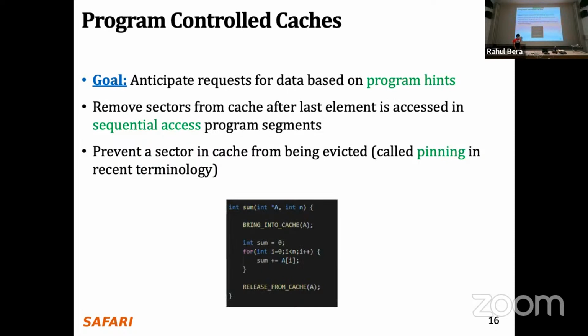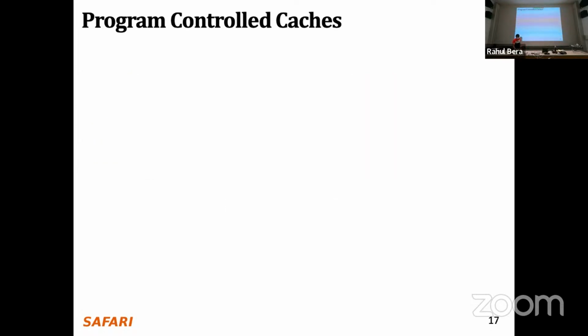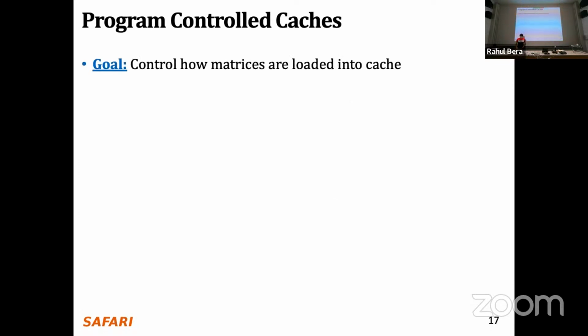For example, we have a very simple program that sums over the array. It hints saying that the program needs this array to be brought into cache because we're now going to operate on this array. And then once it's done operating on the array, it sends an instruction saying that this can now be released from cache. Secondly, controlling how matrices are loaded into cache. We may now load rows or columns of matrices into cache depending on the kind of operations you want to perform on them.